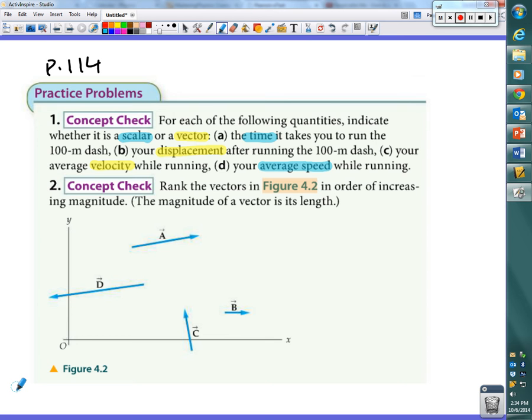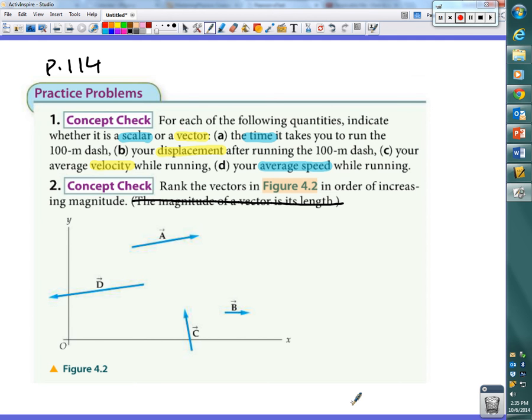All right, and then practice problem 2, it says rank the vectors in figure 4.2 in order of increasing magnitude. I really wish that they hadn't given you this blatant hint, okay? But even if we don't have that hint, we said that if we draw arrows to represent vectors, the magnitude is represented by its what? What tells us about the magnitude of the vectors that we have drawn in this picture here? The length of the arrows, right?